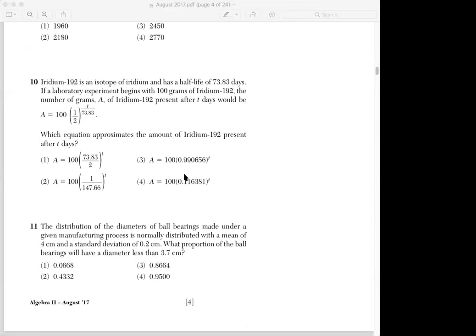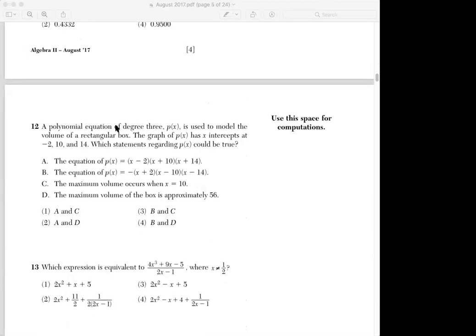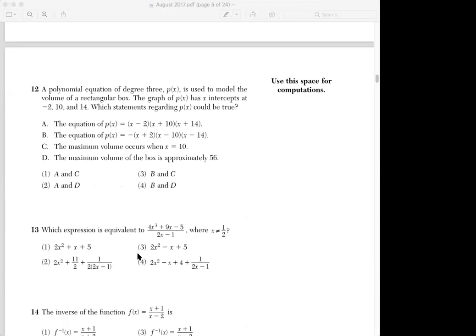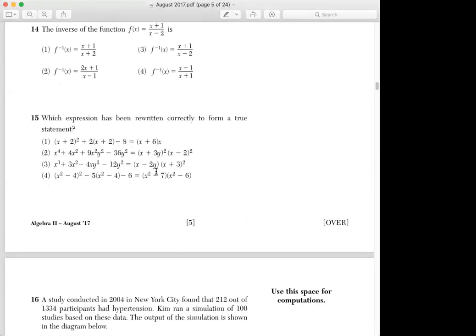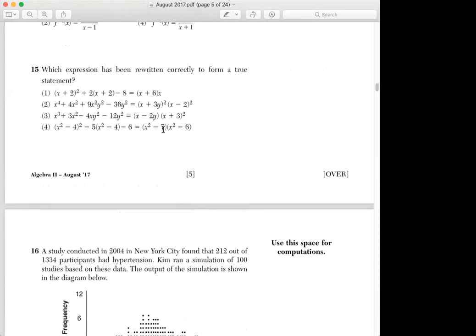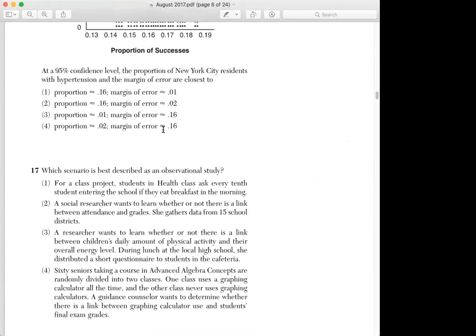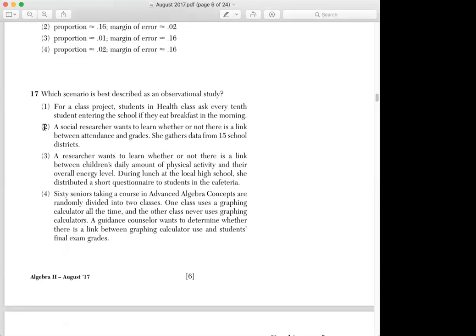We don't know how to do this. And we don't know how to do this. Over here, we can do, this has to do with the zeros of a polynomial. 13, polynomial long division. 14, find the inverse. 15, you would factor, you'll probably work it out. 16, no. 17, yes.